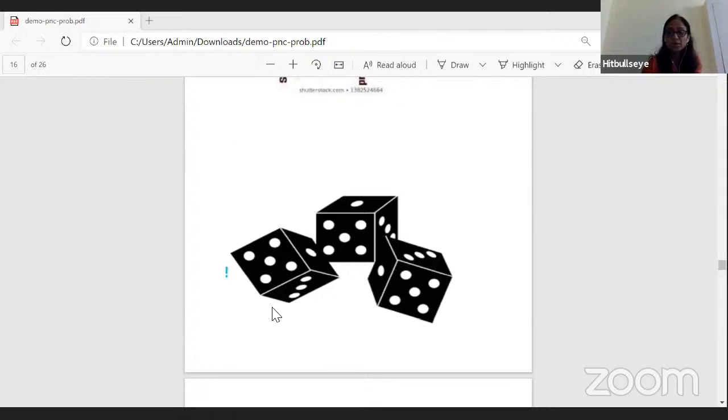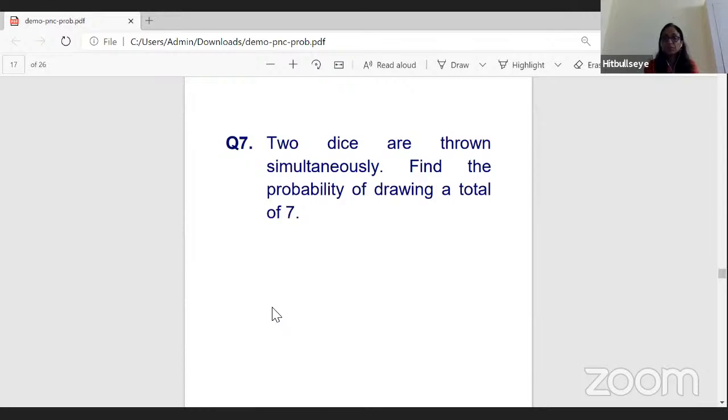Let's quickly take up a question on probability. Two dice are thrown simultaneously. Find the probability of drawing a total of 7. Total of 7 means the sum on the two dice that you are throwing has to be 7. In how many ways will it happen?